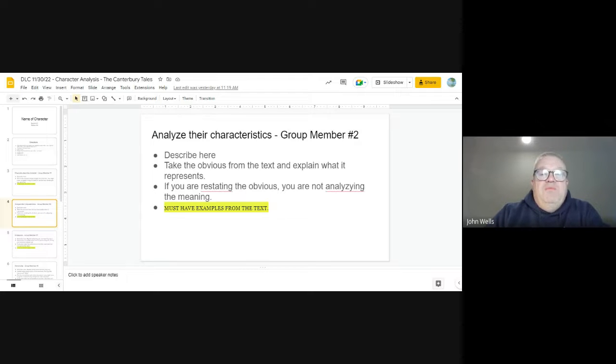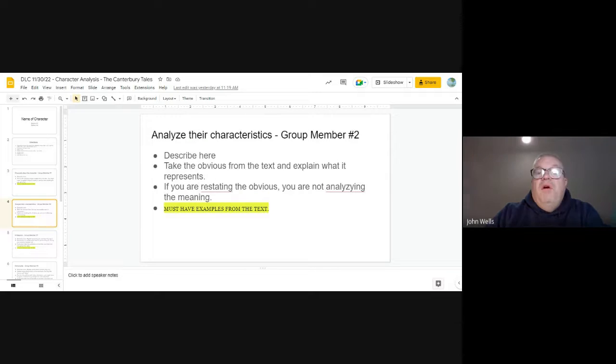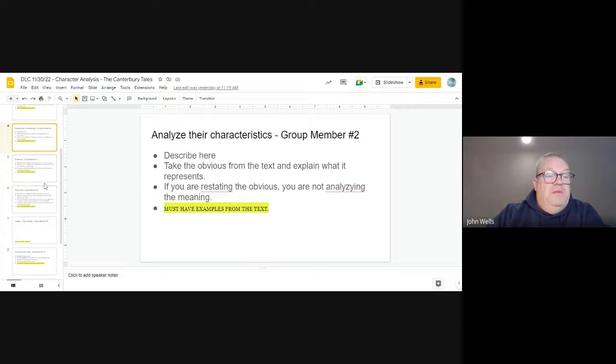So this will be much more analytical. Again, you can use the same examples from the previous slide in your analysis, but this isn't just what that means. So if it said he was wearing really rich, expensive looking clothing, you wouldn't come over here and say his clothes look like he had a lot of money. What does that say about him, right? So we want to go beyond the obvious. Slide number three, the first main slide, is the obvious. Number four is the part where you have to really do the analysis, okay?